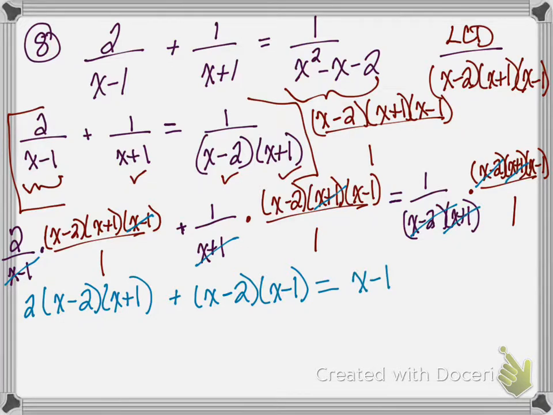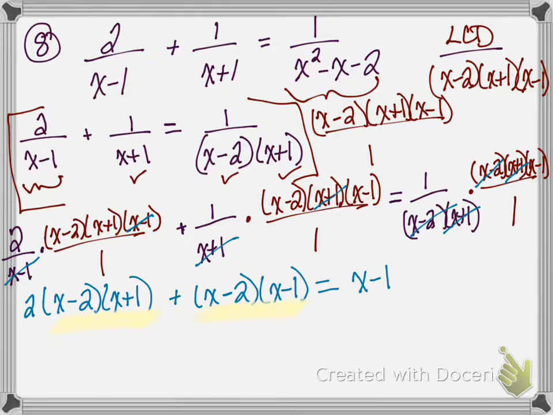Now, my next step is to FOIL here and to FOIL here. I would FOIL before I distribute the 2. That's just what I would do. You could distribute the 2 and then FOIL, but you would only distribute the 2 to the first binomial. You wouldn't distribute it to both. I would do the FOIL first.